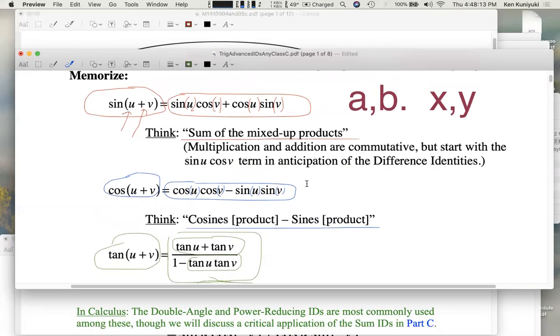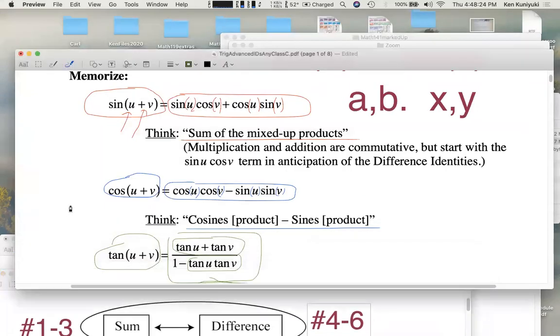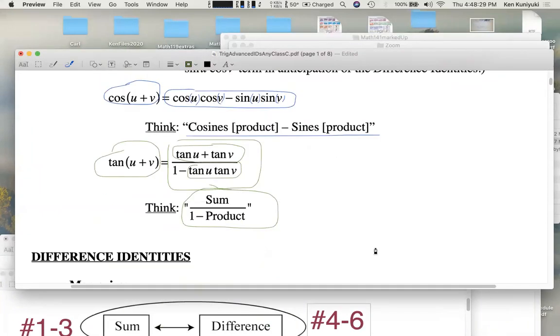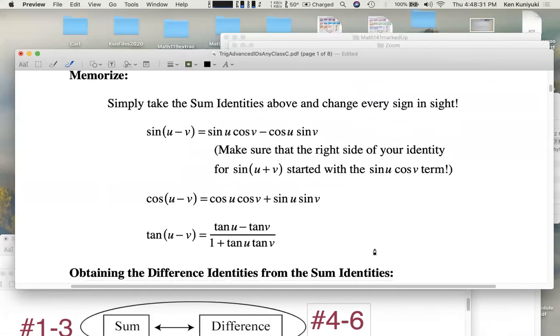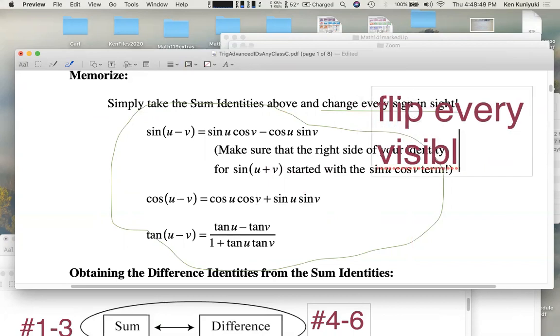So now let's go from the sum identities to the difference identities. And these will be numbers 4 through 6. Now, in terms of memorization, it's very straightforward. Here are the sum identities. Here are the difference identities. Look familiar? Basically, you take the sum identities, and there's a trick. You change every sign in sight. You flip every visible sign.